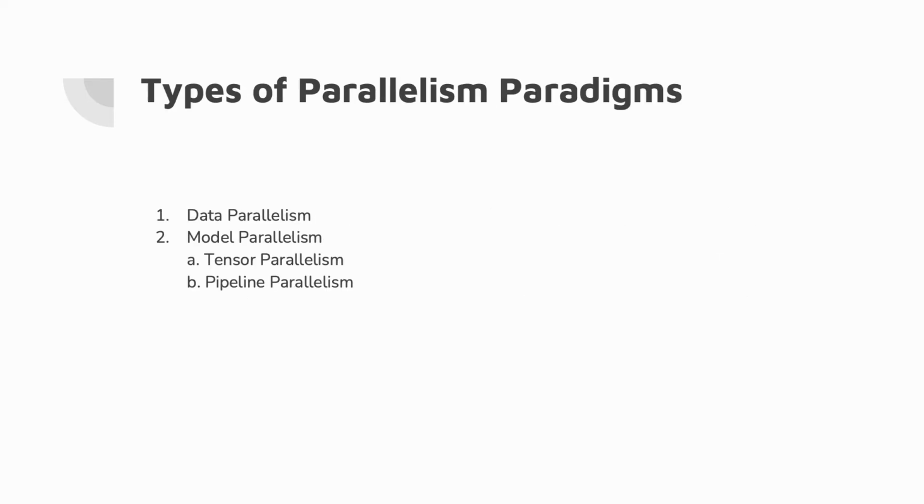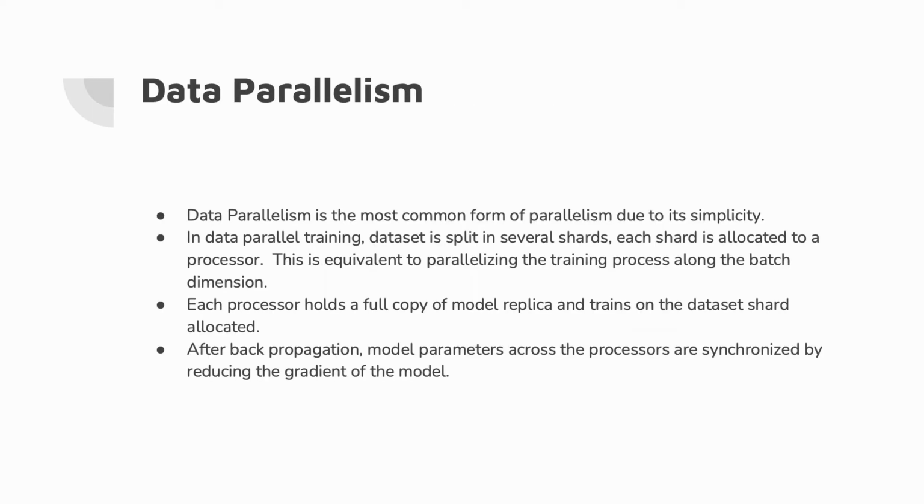So basically in this paper we will be discussing two parallelism paradigms. One, data parallelism. The second one, model parallelism. Also, we can divide model parallelism into two parts: one, tensor parallelism, and second, pipeline parallelism. Now, first we will talk about data parallelism.